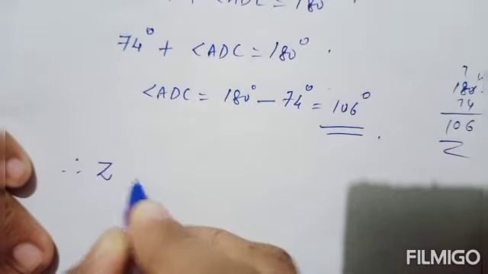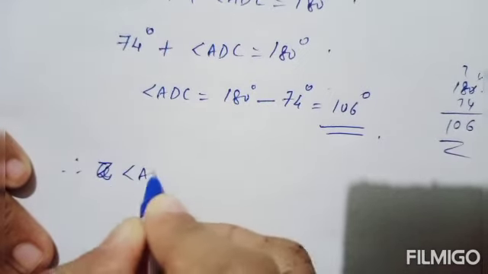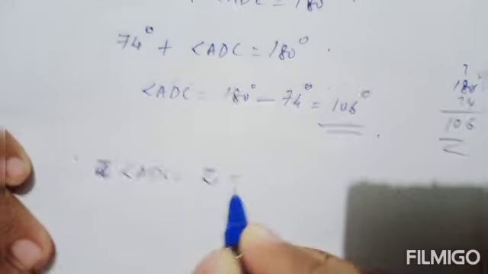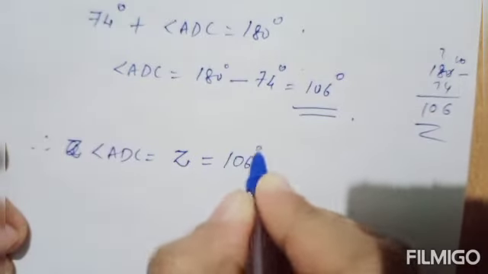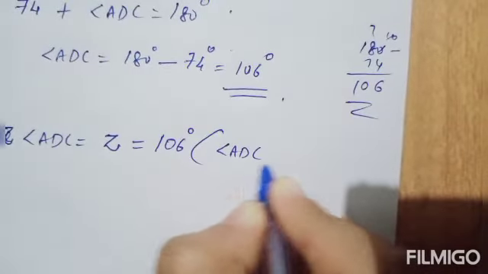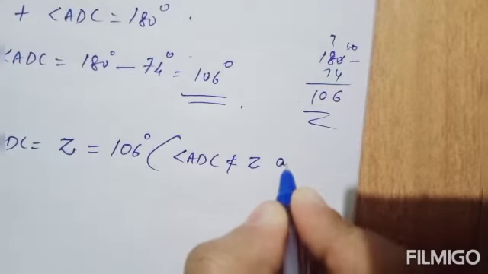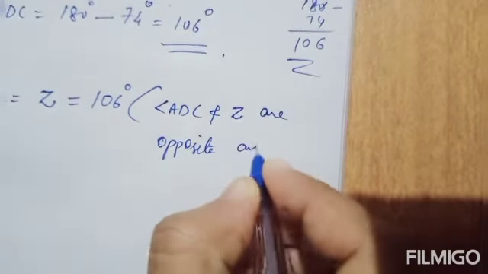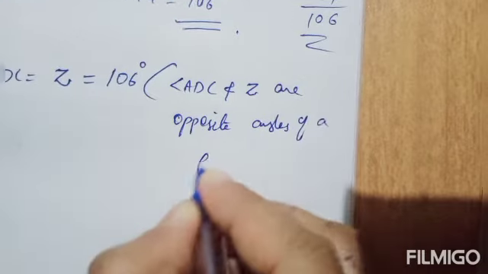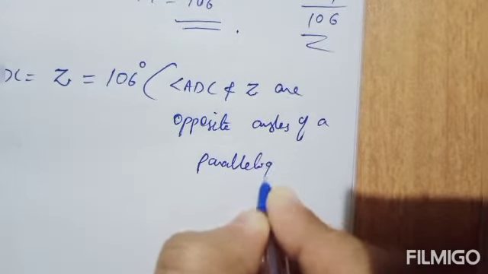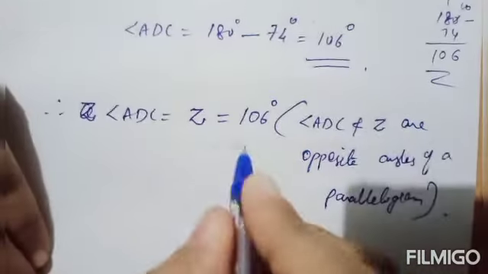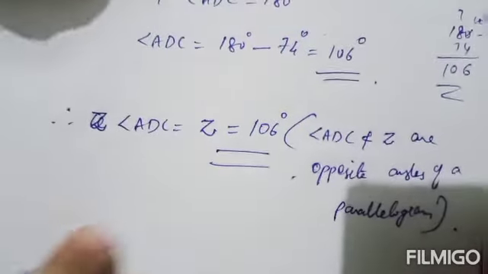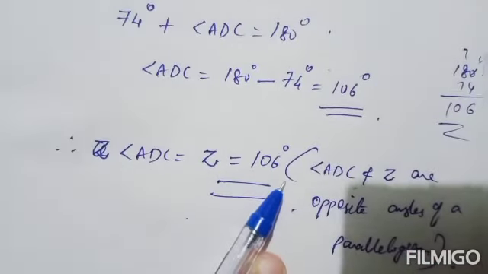Therefore, angle ADC equal to z equal to 106 degree, since angle ADC and z are opposite angles of a parallelogram. You can write the reason. Okay, so x equal to 11, y equal to 50, and z equal to 106 degree.